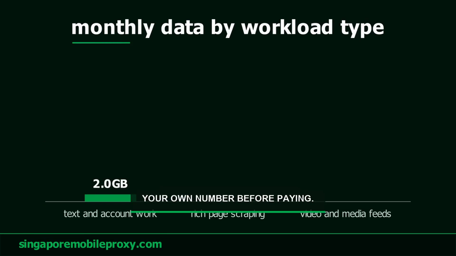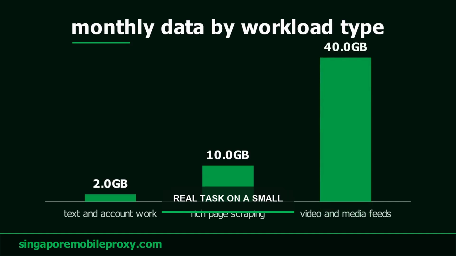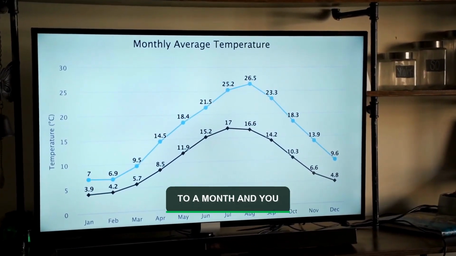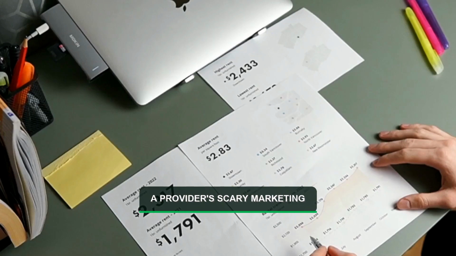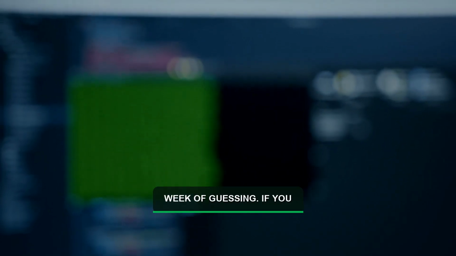So how do you estimate your own number before paying? The honest answer is to measure, not guess, and a trial is the cleanest way to do it. Run your real task on a small plan or a trial for a day or two, then look at how much you actually used. Multiply that daily figure out to a month and you have a real number grounded in your own work, not a provider's scary marketing math. One measured day beats a week of guessing.